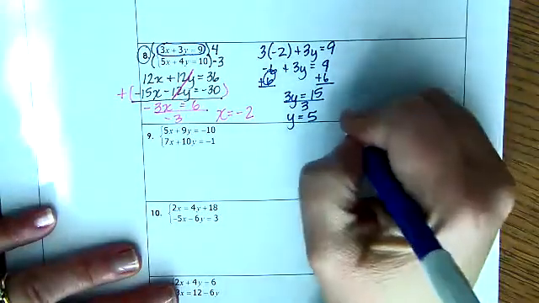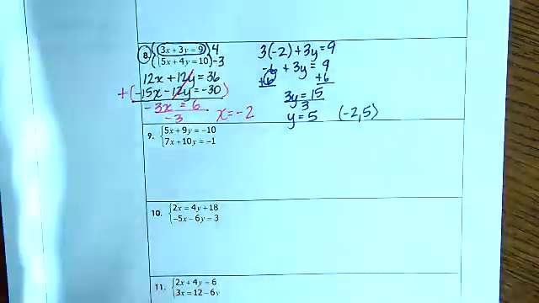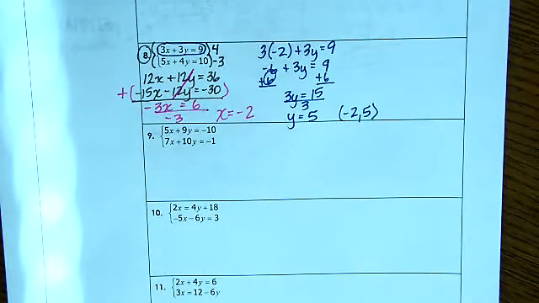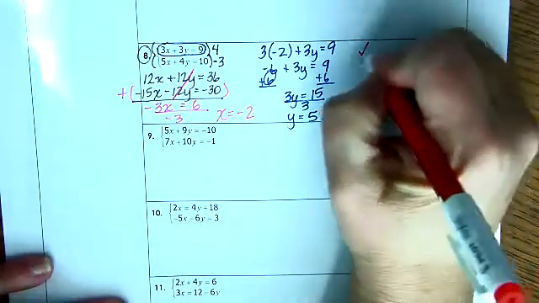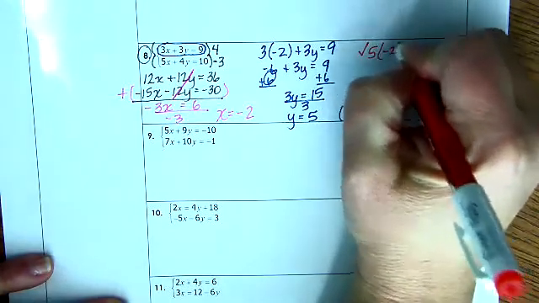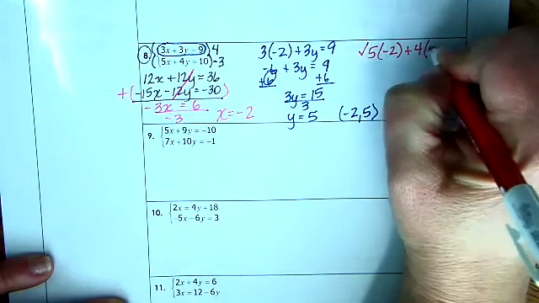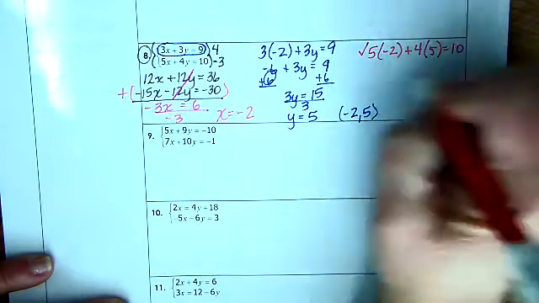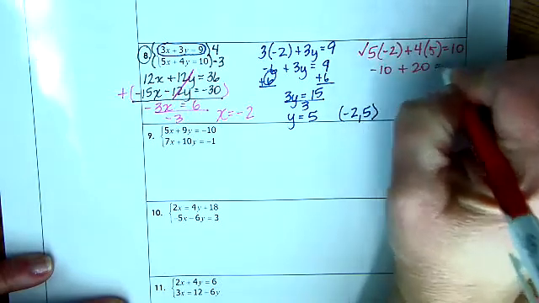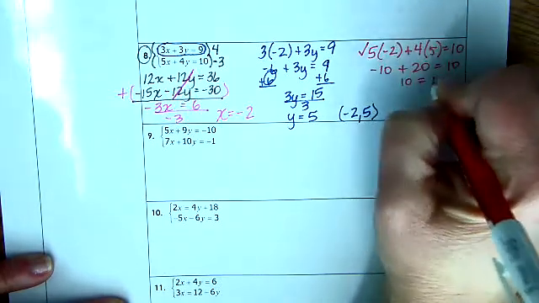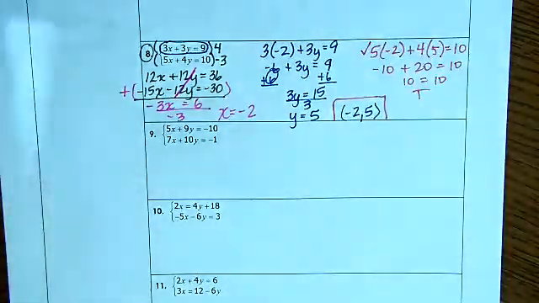So right now I am thinking that my point is -2, 5. Let's check to make sure. So plug it in and we have 5 times -2 plus 4 times 5 equals 10. So I have -10 plus 20 equals 10. So that's 10 equals 10. This is true, so this is my correct answer.